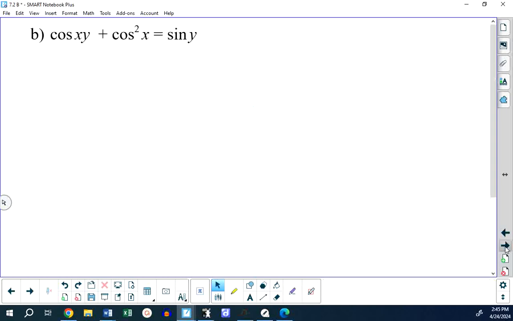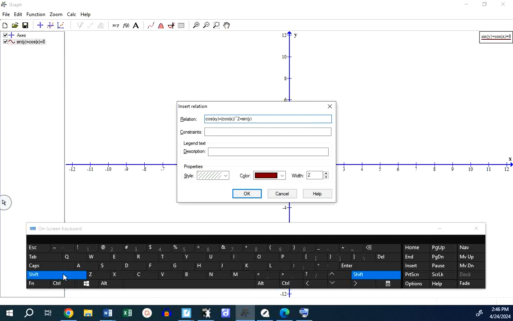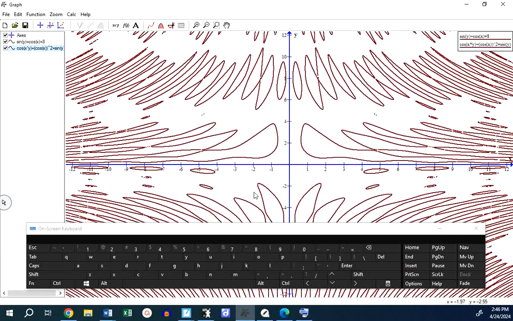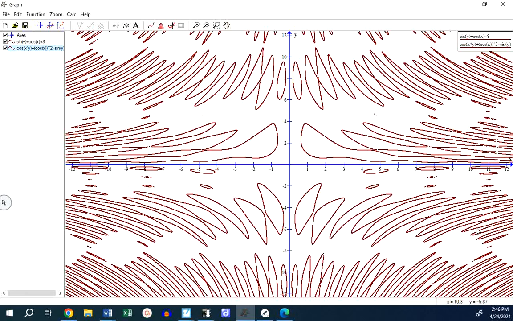Okay, cos xy plus cos squared x equals sine y. This one I'm going to graph. It's pretty complicated, isn't it? It's really pretty complicated. There are certain glitches in this, like some of those shapes appear to have breaks in them, but they shouldn't.